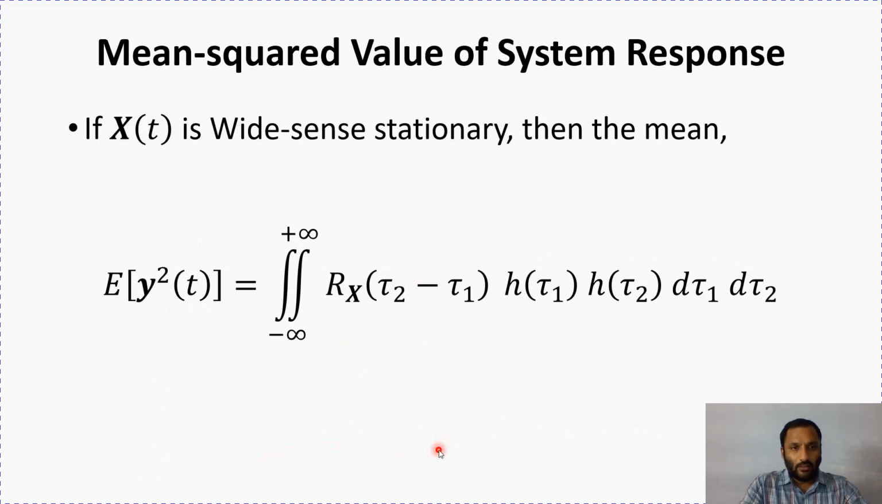So the mean square of the response is given as this integral here. It uses the autocorrelation function, a simple expression multiplied with the impulse response of the system.